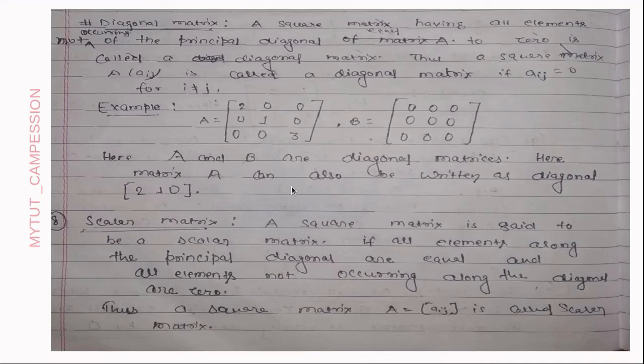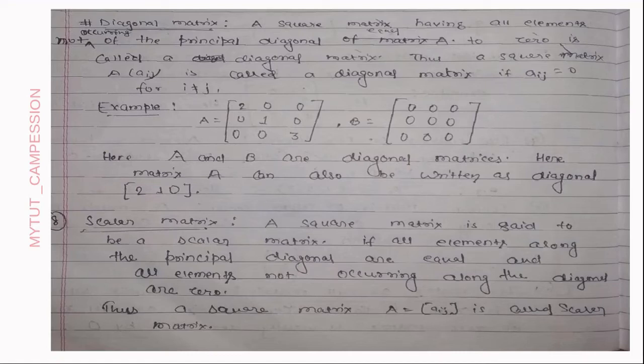Okay, now we will discuss a scalar matrix. A square matrix is said to be a scalar matrix if all elements along the principal diagonal are equal and all elements not occurring along the diagonal are 0.